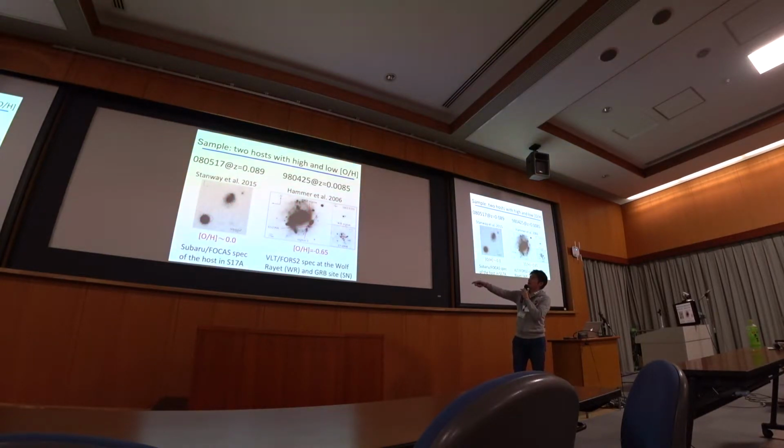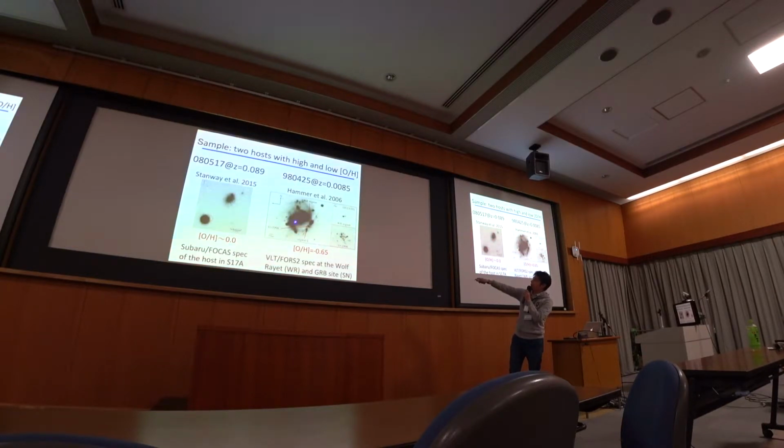two local host galaxies of gamma ray bursts. One is a host galaxy at redshift 0.089. Actually, this is the host galaxy, and the left circle is the location of the gamma ray burst. Anyway, this host galaxy curiously shows an oxygen abundance close to the solar value, which is one order of magnitude higher than the theoretical prediction, the theoretical limitation.